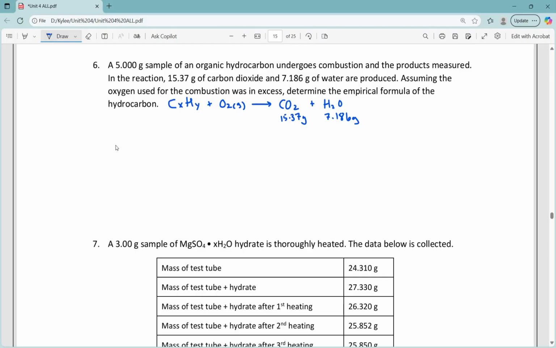So I'm going to start with the 15.37 just because that was given to me in the problem. So 15.37 grams, that was for CO2. Now, CO2 has a molar mass of about 44 grams, and that's in 1 mole of CO2. Now, I know that 1 mole of CO2 contains 1 carbon. So that is a 1-to-1 mole ratio. So grams and grams cancel, moles of CO2 and moles of CO2 cancel, and that gives me 0.349 moles of carbon.